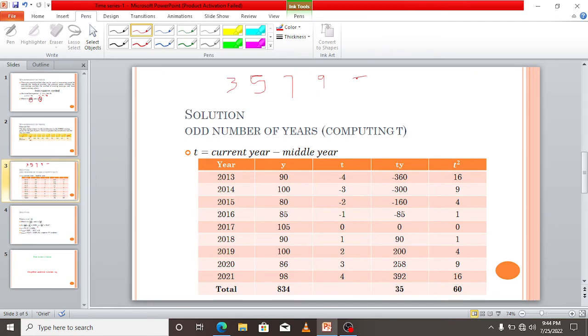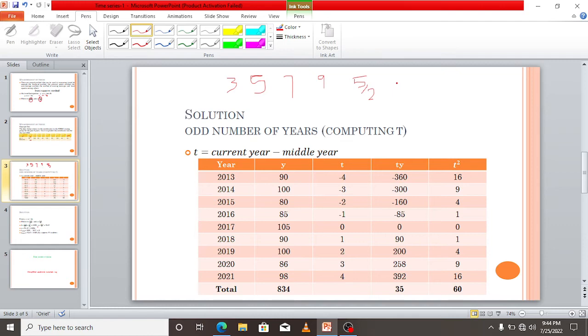So 5 divided by 2, what do you get? I think you get 2 remainder 1. So 5 is an odd number.